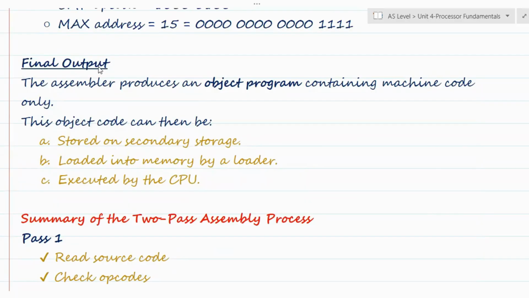So the final output at the end of pass 2, the assembler will produce an object program containing only machine code. This machine code can then be stored on secondary storage, loaded into memory by a loader, or executed by the CPU.